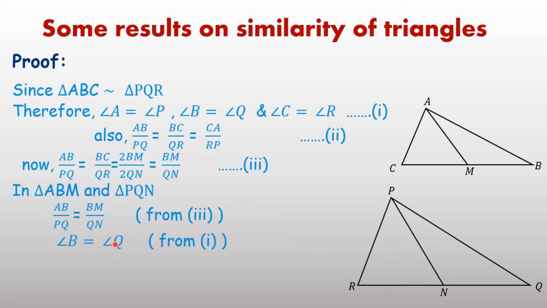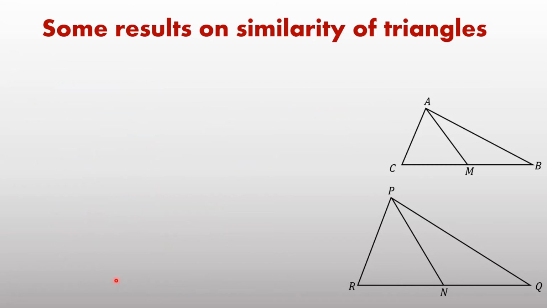SCS case the process to apply: AB and BM, B is common in both, therefore angle B. PQ and QN, Q in both present means angle Q. B equal to Q, from equation first is given. Therefore, by SCS similarity, both triangles are similar. And if both triangles are similar, then corresponding sides are in the same ratio. Now note down corresponding sides: AB upon PQ equal to AM upon PN.